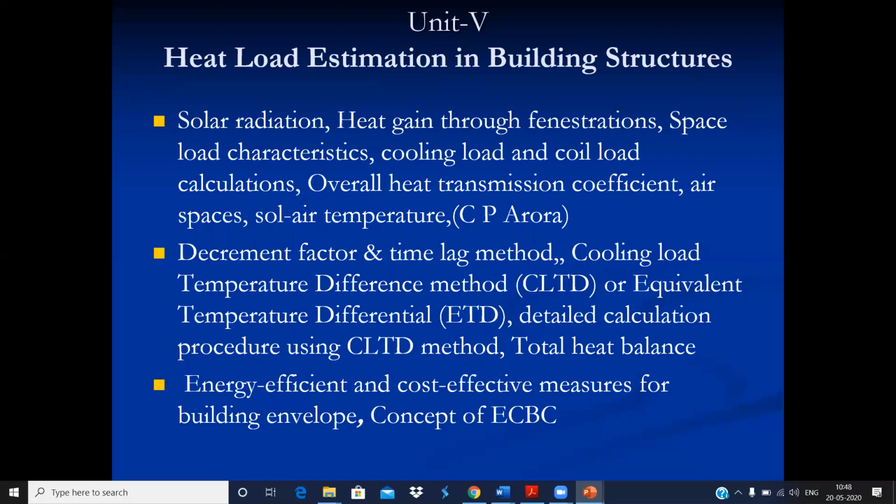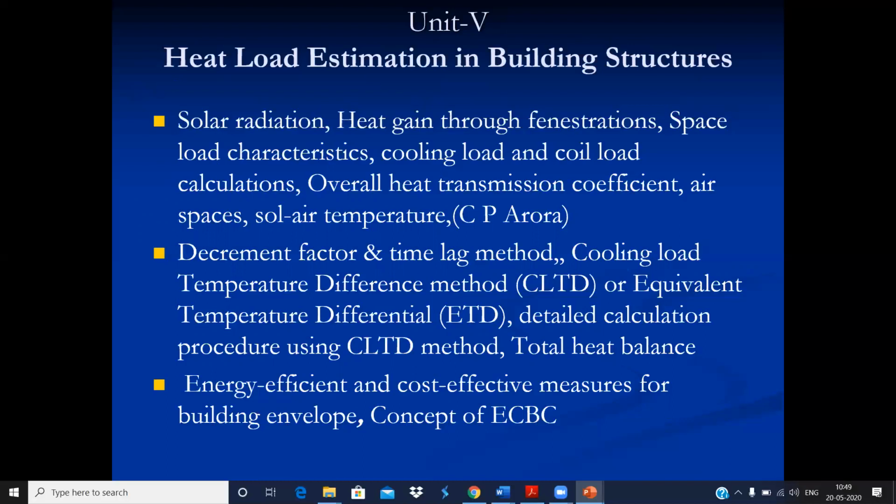Unit 5 is all about heat load estimation in building structures. Here, in addition to the cooling load calculations, we are mainly focusing on how to calculate the envelope load. Envelope load is the technical term for the heat transmission into the building.